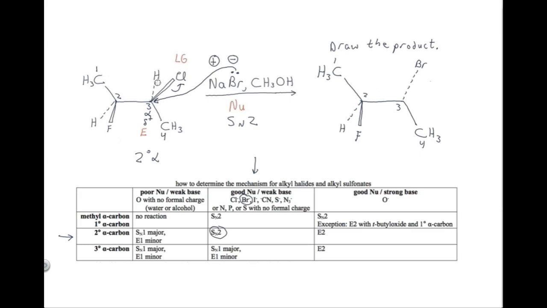Now, what about the hydrogen? Well, you cannot draw the hydrogen on a dash. As the bromine comes in from behind the page, it's going to push the hydrogen out of the way. It'll push the hydrogen in front of the page. So the hydrogen ends up on a wedge. The hydrogen is pushed by the bromine from behind the page to in front of the page. That's the inversion of configuration at the alpha carbon, which we expect for an SN2 reaction.